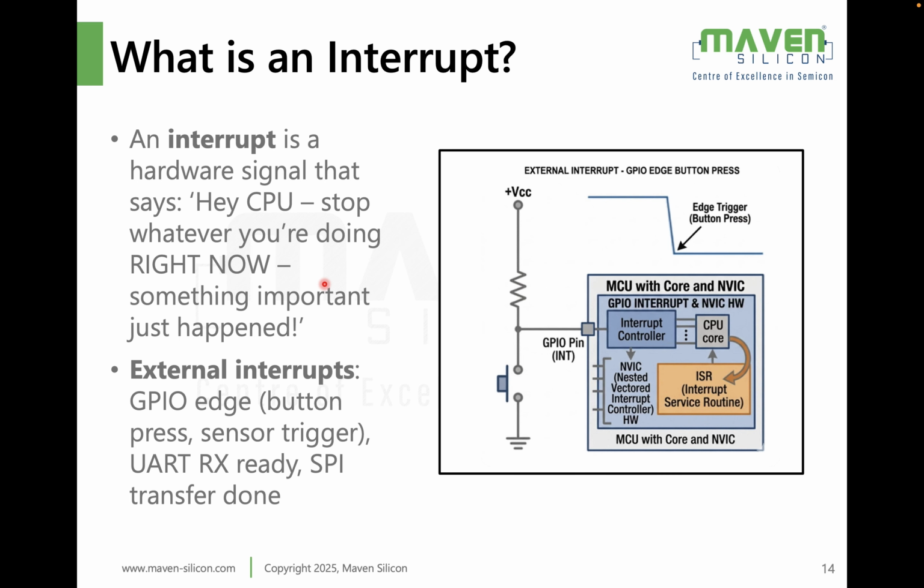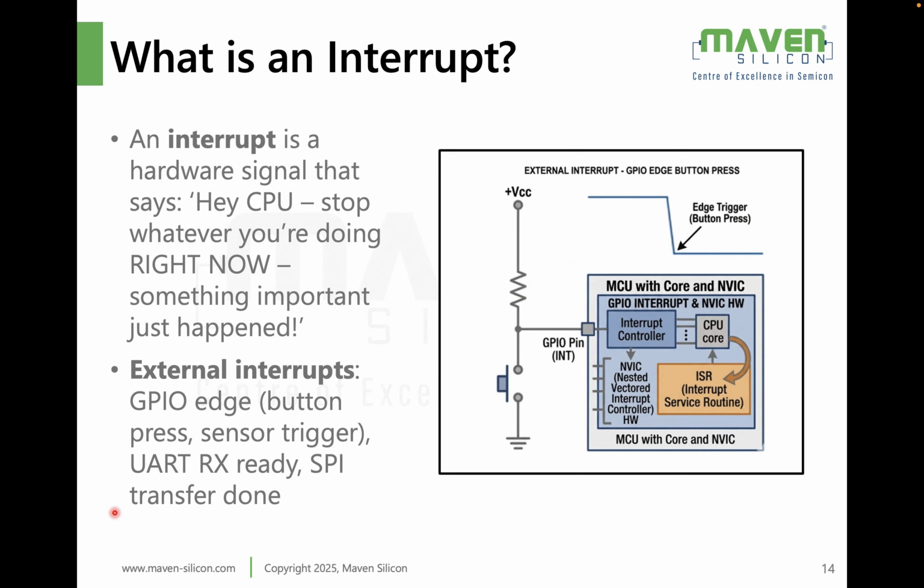Now let's check what is this external interrupt. An external interrupt can be an event that could be triggered because of a button press or a sensor trigger, and this basically will be detected via a GPIO pin.